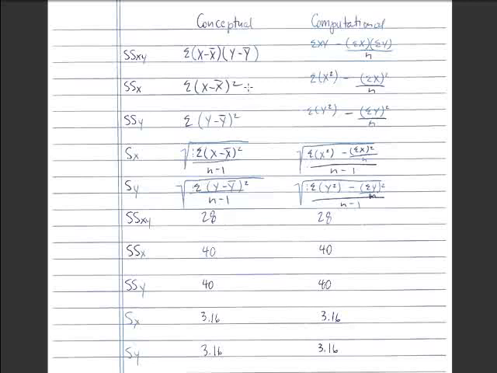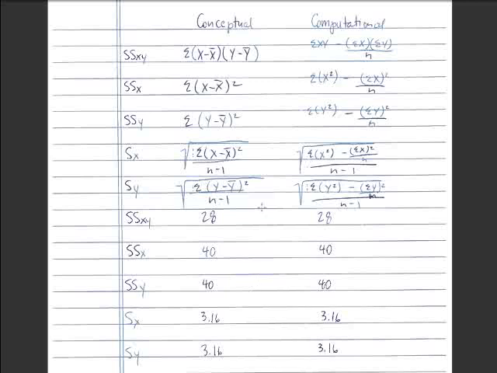The next two items are the sums of squares in X and the sums of squares in Y. As it turns out, for this set of data, both of them are 40. So again, it doesn't matter which X or Y we're looking at, or which method you're doing, conceptual or computational. The sum of squares in X is 40, and the sum of squares in Y is 40.